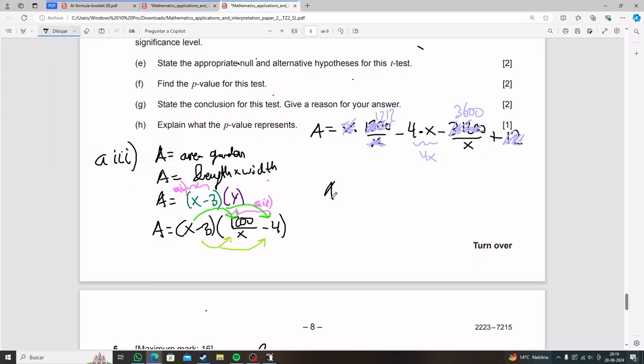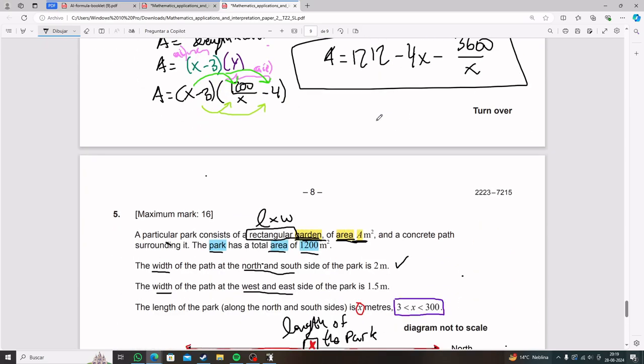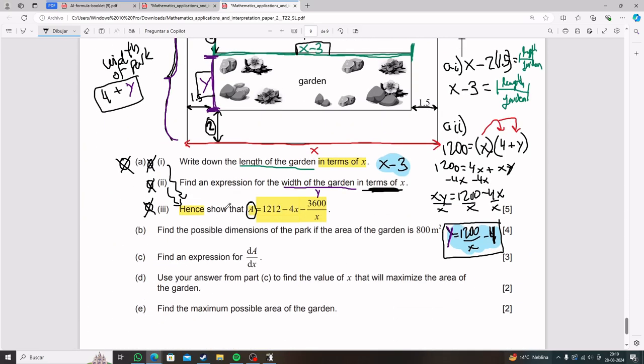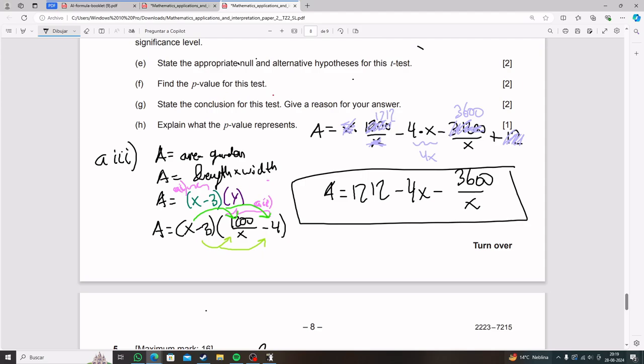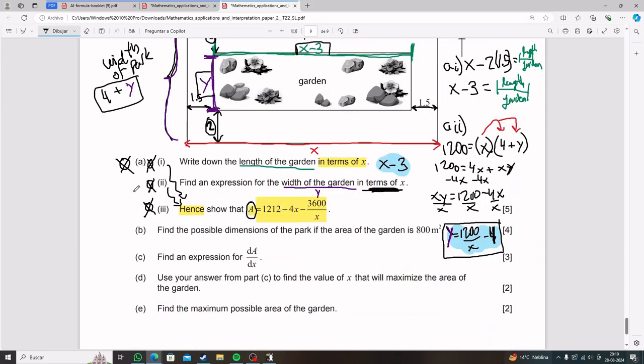So at the end of the day, once you do all of that, combining like terms, you end up with the 1212 minus 4x minus 3,600 divided by x. And so there, bada bim, bada boom, we have proven, or we have shown, that big A equals exactly that. You double check your answers, it looks well aligned, checks out to me. There you go with part A.